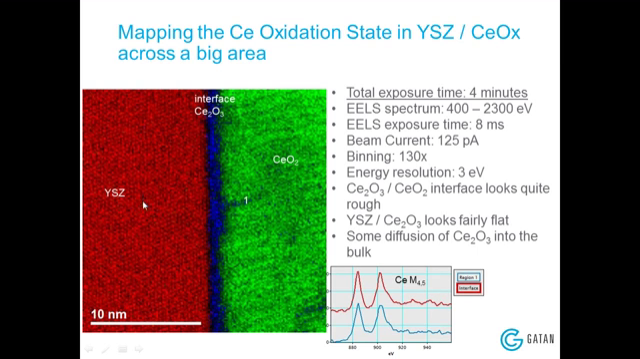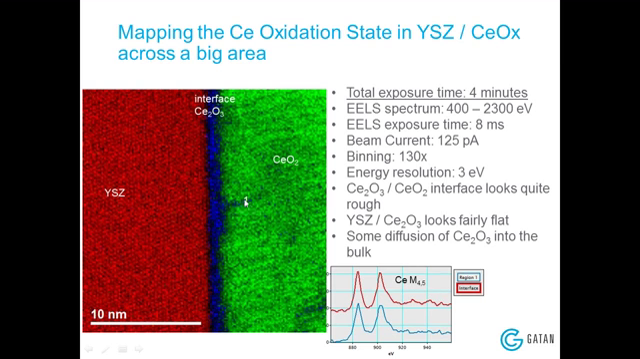The interface between the ceria 3 and the zirconia, with the cerium 3 plus oxide, is relatively smooth, but it becomes pretty disordered and random between the cerium 3 plus oxide and the cerium 4 plus oxide. You also see some diffusion. You can see the blue going into the bulk. A good thing about EELS is that the signal is very localized, so you can just go in there, extract the EELS spectrum, and compare it to the one at the interface.